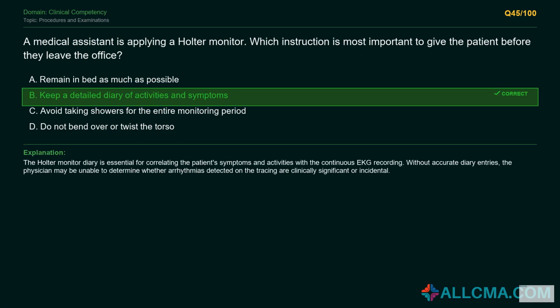The correct answer is B. The Holter monitor diary is essential for correlating the patient's symptoms and activities with the continuous EKG recording. Without accurate diary entries, the physician may be unable to determine whether arrhythmias detected on the tracing are clinically significant or incidental.